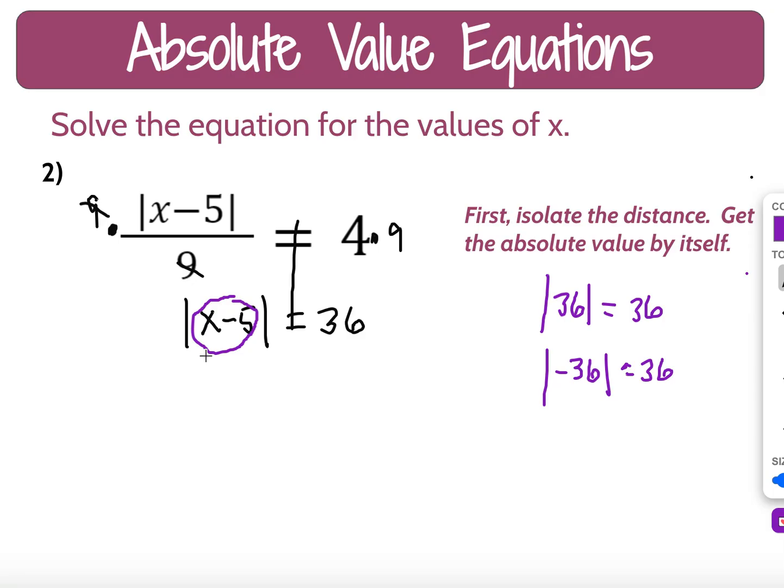So we're going to take the x minus 5 out. And see, I'm drawing two lines here. I'm going to pull it out twice. X minus 5 could represent the number positive 36.